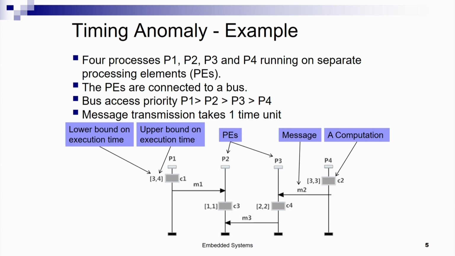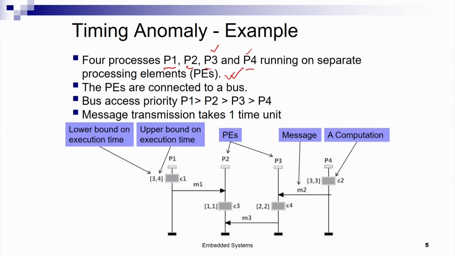Let us say that we have 4 processes in an automotive system, such as the anti-lock braking system, the cruise control system, the fuel injection system, and the brake controller. For the sake of simplicity, we suppose these 4 processes are running on separate processing elements or processors. So each process is in a separate processor.